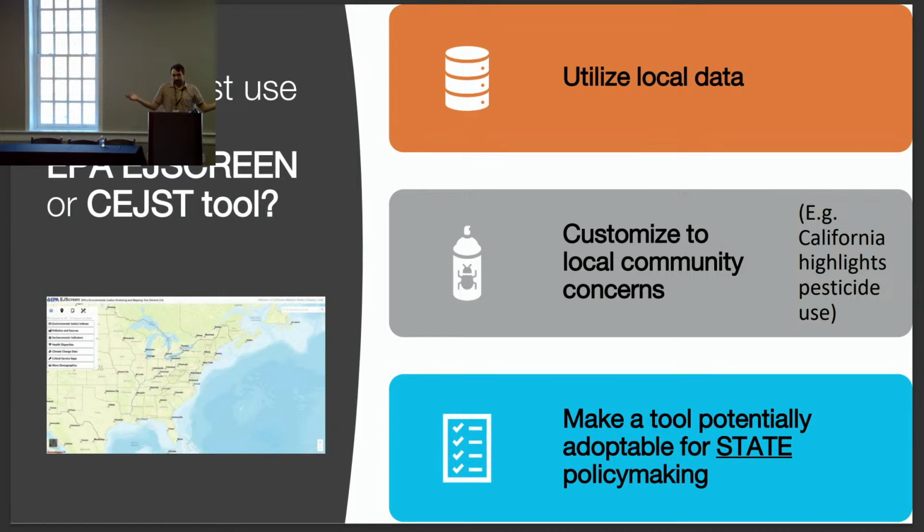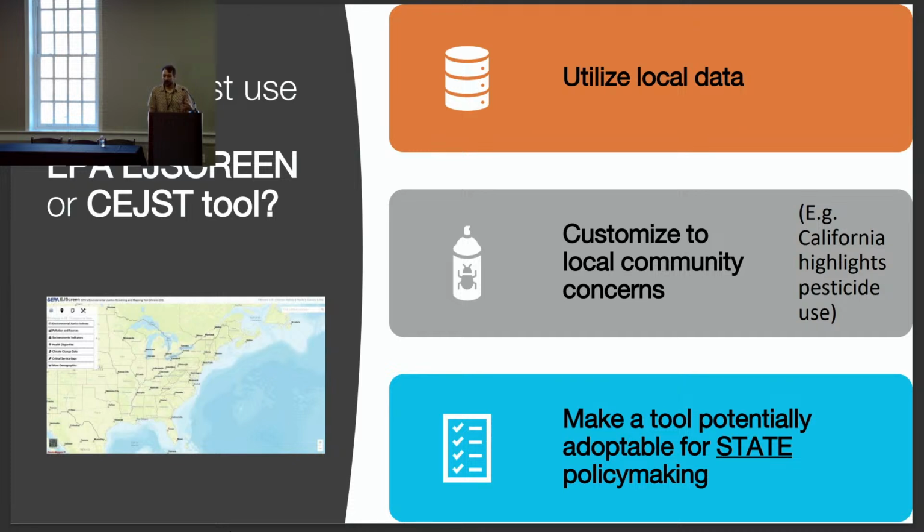So why not just use another tool? Obviously we are not the only EJSCREEN tool. Many states have their own individualized one, and now there is also a federal tool, several federal tools that do mostly the same thing. Why don't we ask communities to use them? Well, they can, and they absolutely should.